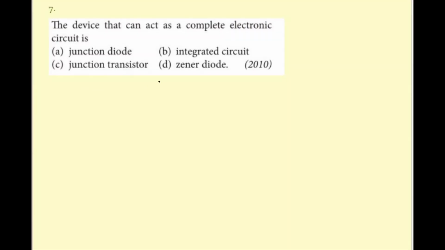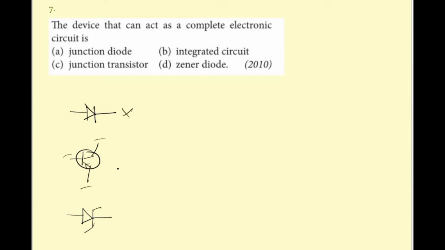So in this question it is asked which is our complete circuit. So a junction diode, in that diode there is output and input but no load. In a bipolar junction transistor, there is also input, output, and no load. That is, we have to connect it with some circuit, then it will work. And a Zener diode is also a diode again.